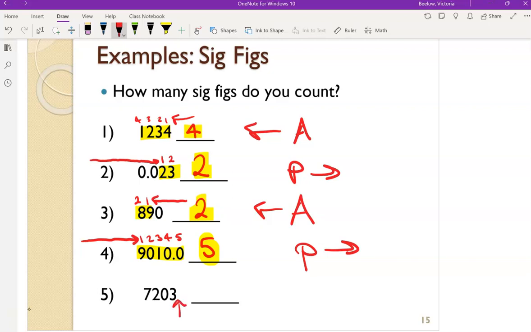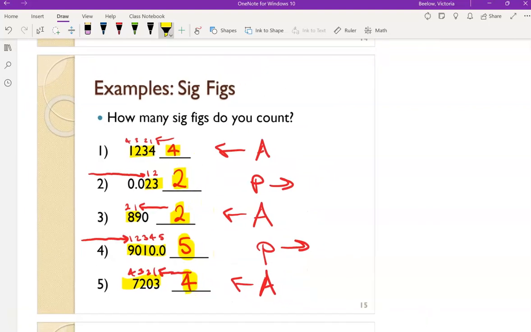The last one here, there is no decimal present. So A for Atlantic, absent. So we're starting on the Atlantic side. Again, if this is the number, this is the United States. We're starting on the side where the Atlantic Ocean is. The first number I come across that is not 0 is this 3. So I start counting there, and I count everything after that as significant. So this would be 4 significant figures.